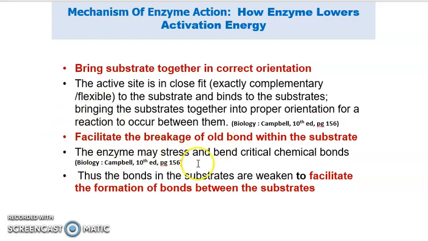And then the enzyme may stress and bend critical chemical bond. Okay, so thus the bond in the substrate are weakened to facilitate the formation of bond between the substrate. Okay, so the keywords here is, first, it will bring substrate together into correct orientation, and then it will facilitate the breakage of all bond within the substrate. Okay, so the bond within substrate are weakened. Okay, so it will facilitate the formation of bond between the substrate.